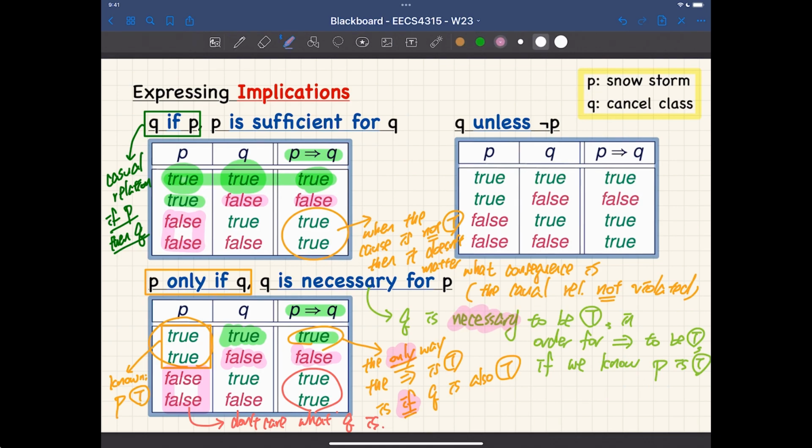All right, let's now look at the truth table again. Q would be necessary to be true over here for this implication to be true if we know that P is already true. However, if Q is necessary to be true but it's actually false, given that P is also true, in that case, of course, the entire implication should be false. Otherwise, here, don't care.